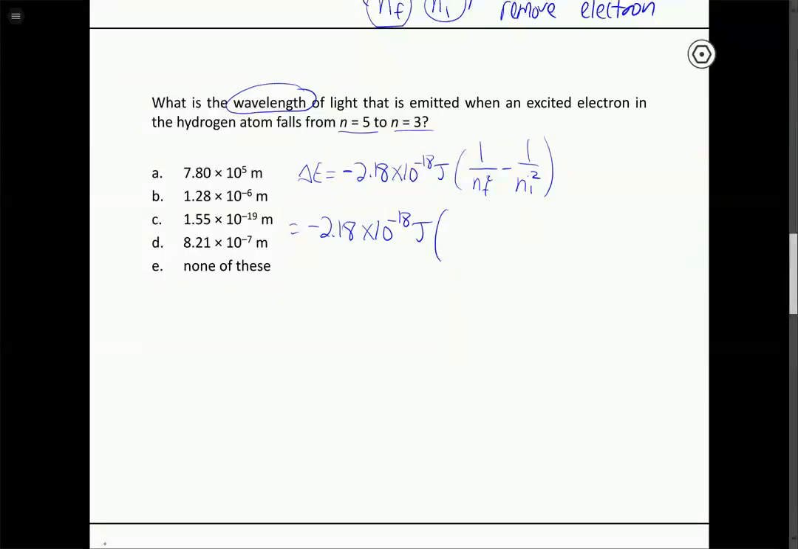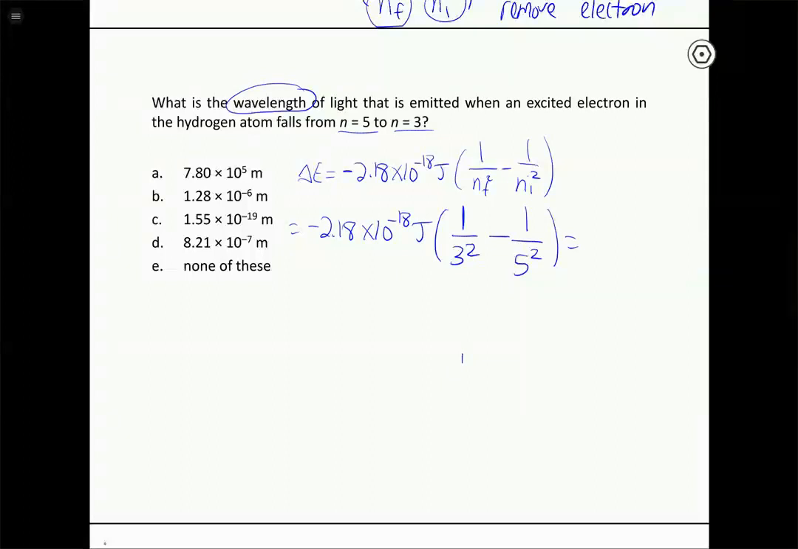So we're going from 5 to 3, so that means the final value of n is 3 and the initial value is 5. So we're going to put the 3 there and the 5 there. And so when we calculate this out, I didn't even calculate this out yet, so give me a second here.